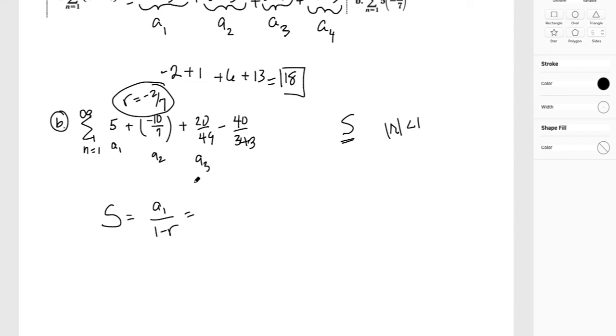And so what we'll do is we'll take the first term, a sub 1, which is 5, and subtract underneath it 1 minus negative 2/7. And from that we get 5 over, what's that, 7 over 7 plus 2/7, 9/7, or better written 35/9. So if we were to add all of these up, we would get 35/9. That's what this series would add up to, where it would converge to.